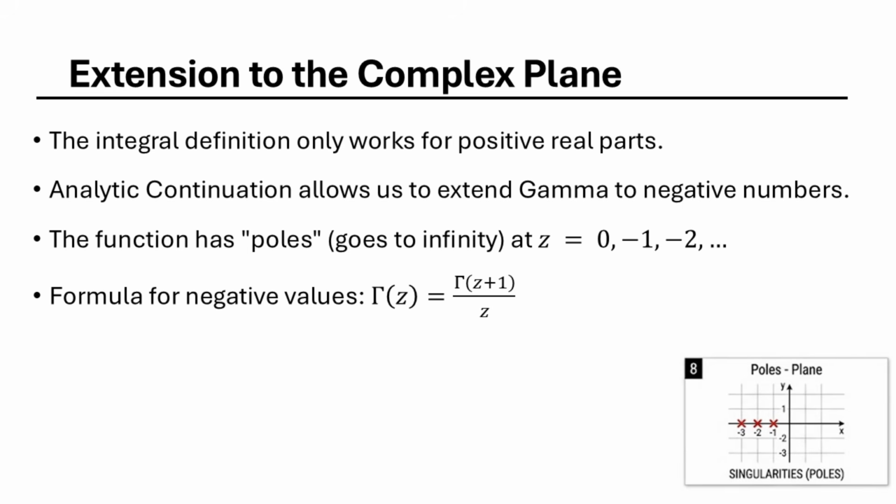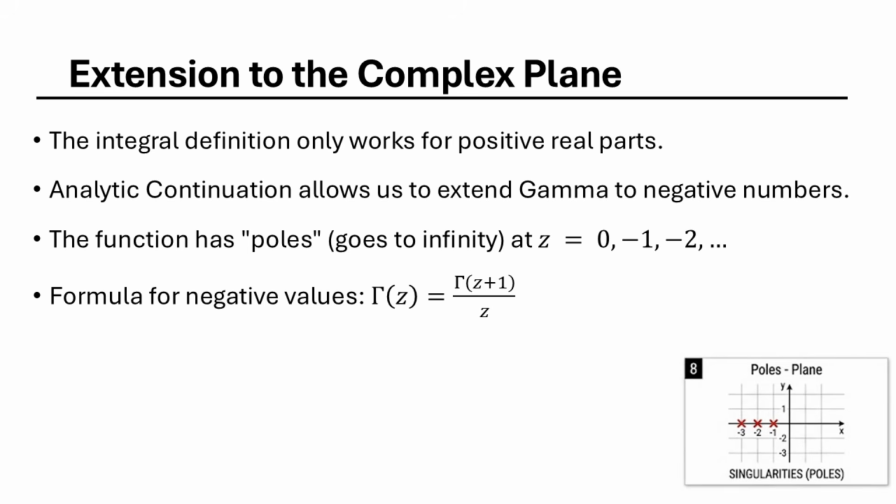But we can go even further. Using a technique called analytic continuation, we can extend the gamma function to the negative numbers. We use the formula gamma of z equals gamma of z plus 1, divided by z. This allows us to calculate values for negative z by shifting them back into the positive range where the integral works. However, we hit a problem at 0 and negative integers.